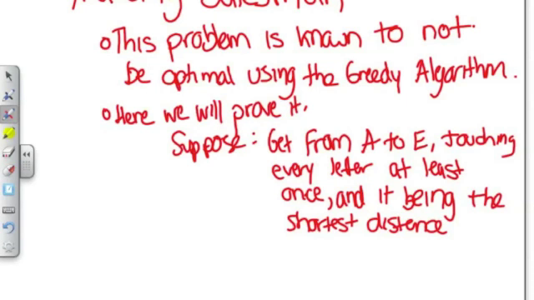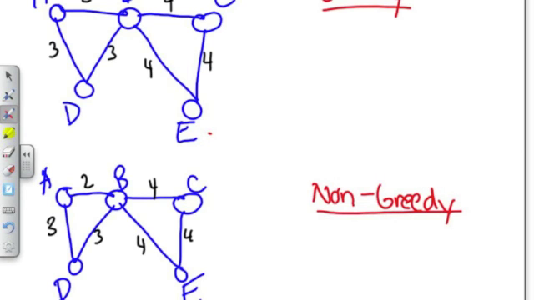So our next counterexample is the traveling salesman problem, which is known to not be optimal using the greedy algorithm. We're going to show it using the next picture, where you're supposed to get from A to E, but you have to touch every single letter in between. So we're going to do it with the greedy algorithm first, and the greedy paths are denoted by squiggly lines.